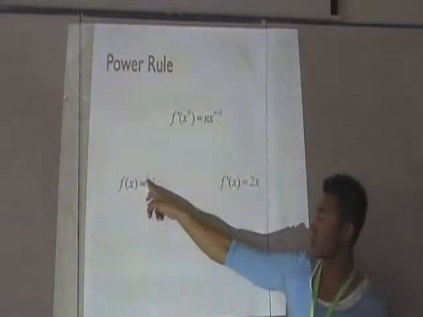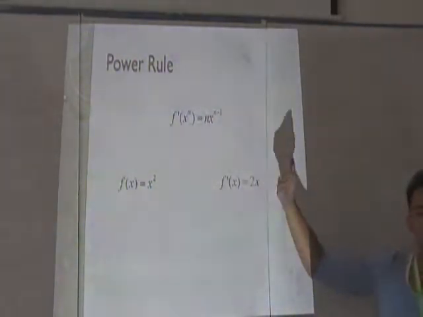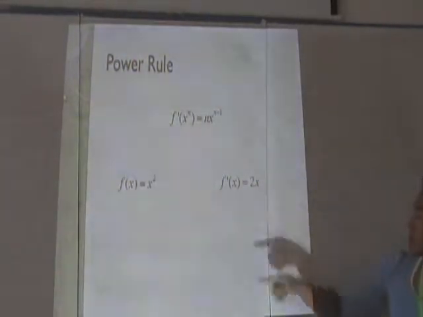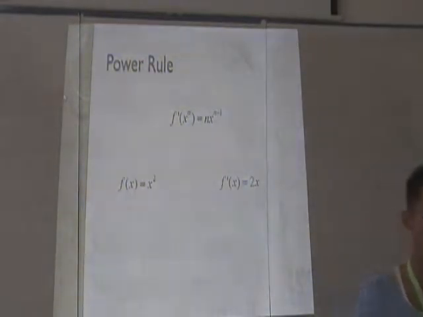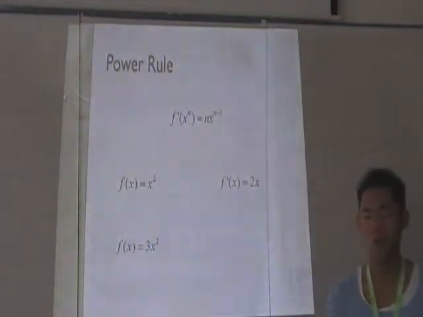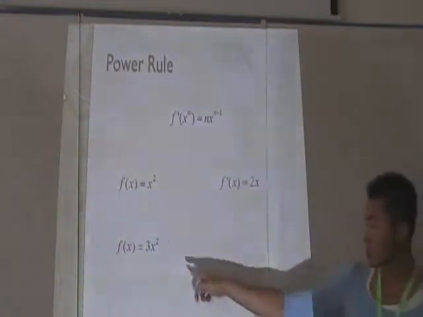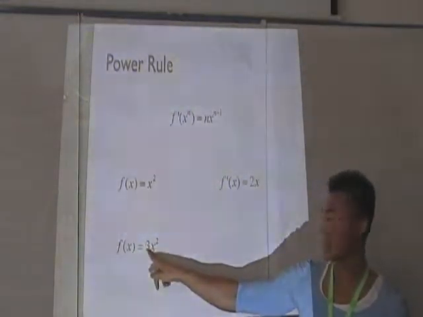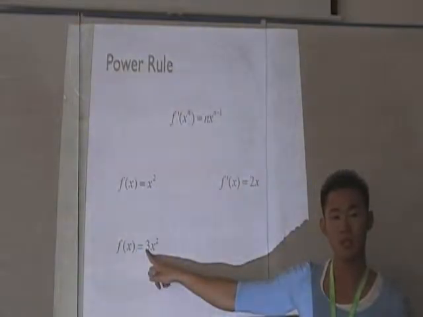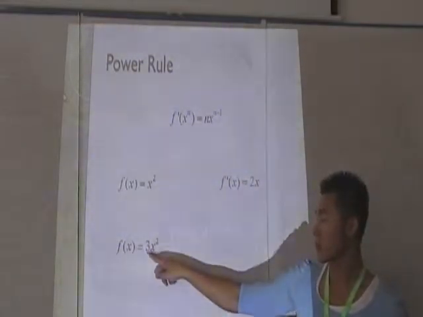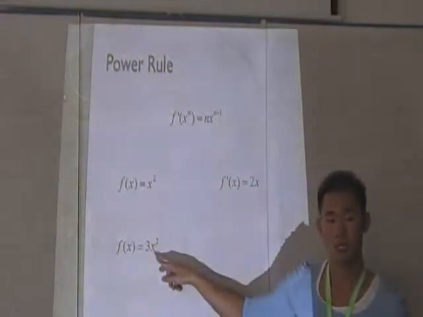So you take the power, you move it down out front, you take 1 less than whatever power it was. That's called the power rule. You don't switch it, you move it down, whatever's left. Okay, go ahead and try this one. Okay, so again, you take this 2, you move it out front, you gotta multiply with that 3. So the derivative of 3x squared is 6x.